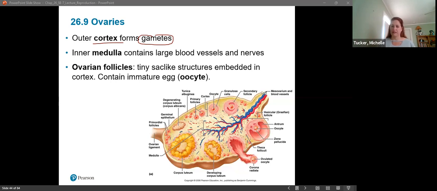Okay, so this wall will weaken and the mature follicle will rupture, releasing the oocyte. So the cortex contains follicles and produces gametes. The medulla is where you'll find blood vessels and nerves.